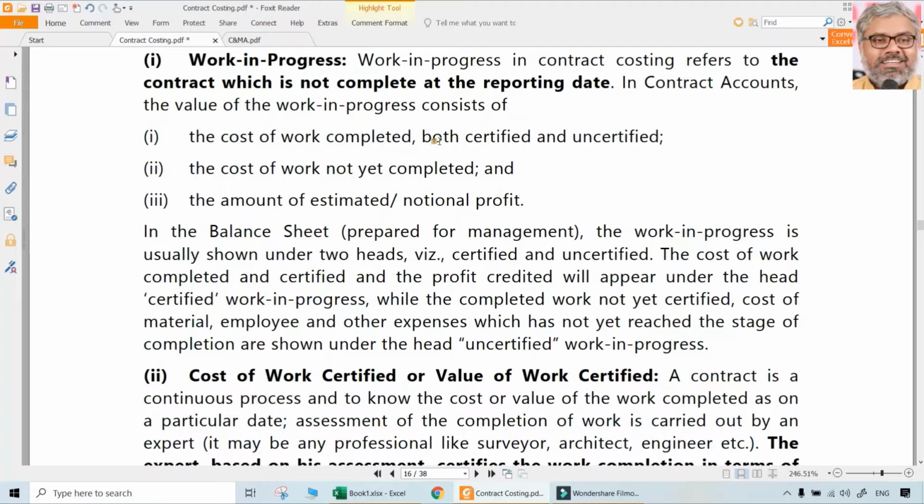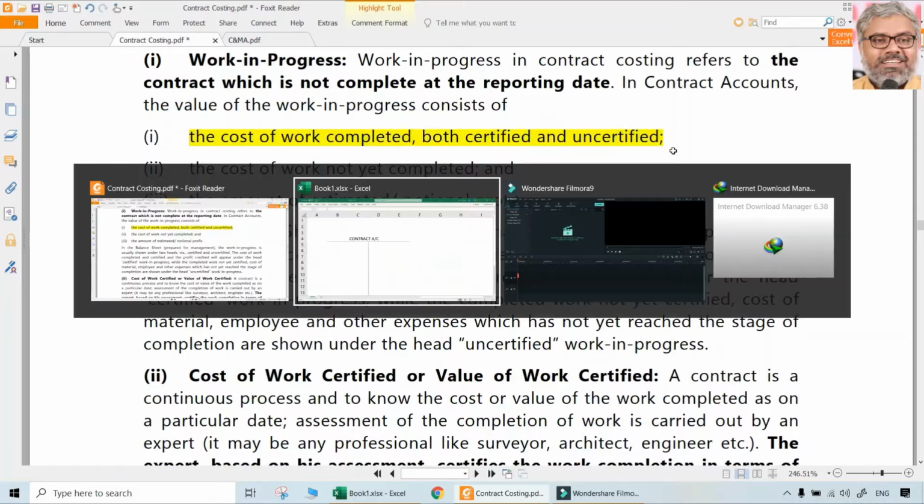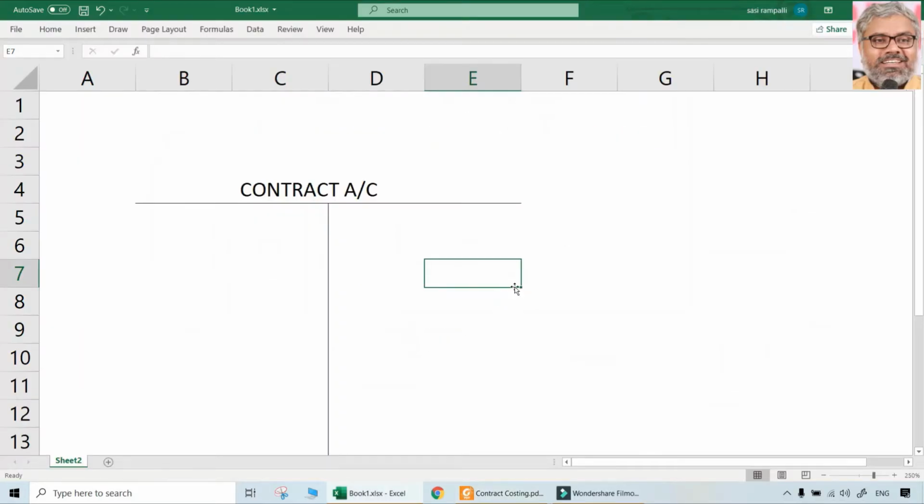And that work in progress will consist of the cost of work completed, which consists of two things, which is both work certified and work uncertified. So there will be work certified and also there will be work uncertified. Work we have done, but the certification for that has not happened. In order to understand this, we should understand how it actually works or how it happens operationally in real life. See, normally what happens when a contractor is working on a big building, you can take a big example so that we can understand.